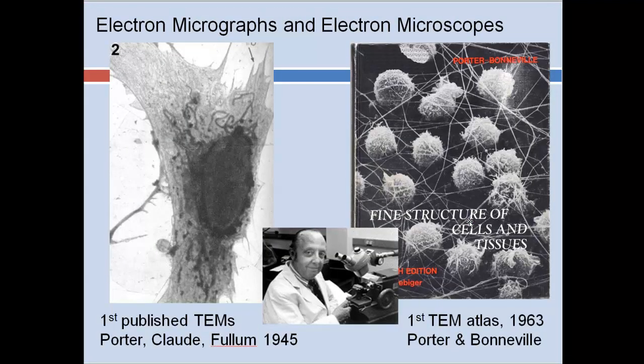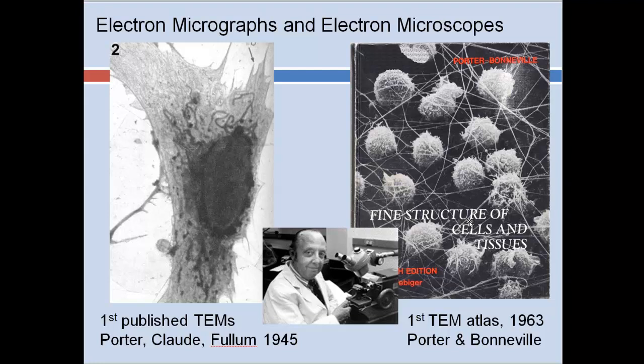Now, I just want to spend a couple moments talking about electron micrographs and electron microscopes. The electron microscope uses electrons to illuminate, not photons. And we will have a few electron micrographs in the course, but not many, because this course is all about fundamental basic histology.